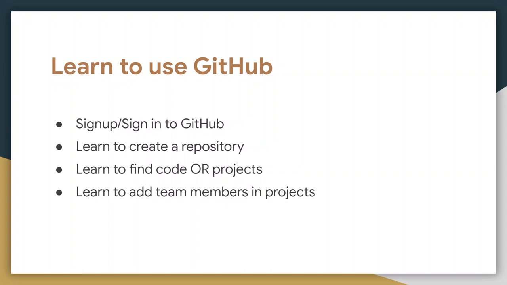GitHub also has an open source community. Open source means the projects are developed by contributors all over the world. GitHub right now has millions of contributors developing open source software, and open source means that their source code is available publicly.